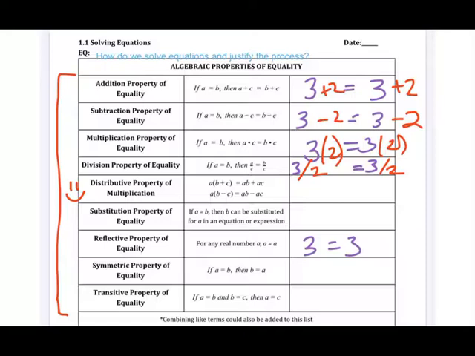The distributive property says that if you have a number in front of parentheses, so a number being multiplied by a quantity, in this case, A is the number, B plus C is the quantity, what you can actually do is just multiply A by each individual piece of the quantity. So A times B plus A times C. And the same thing holds with subtraction.